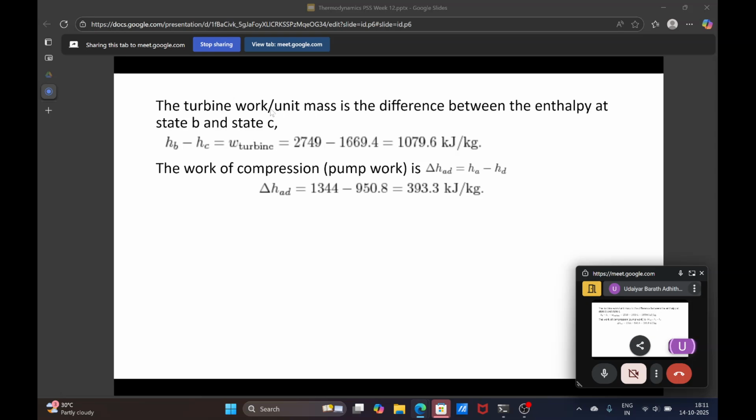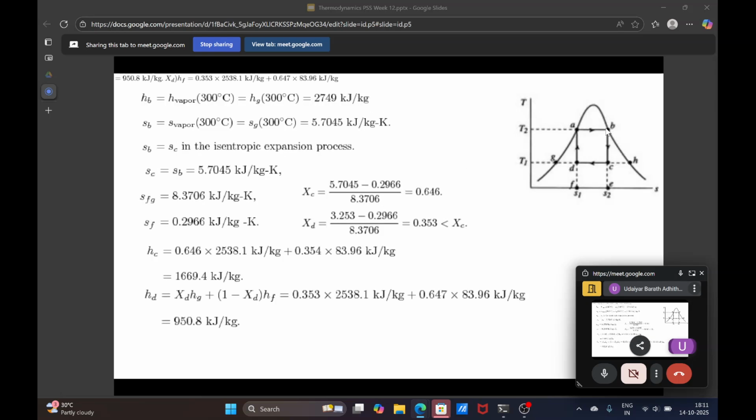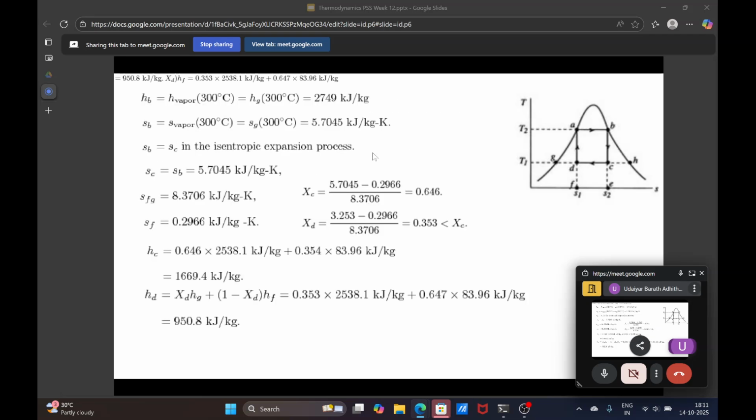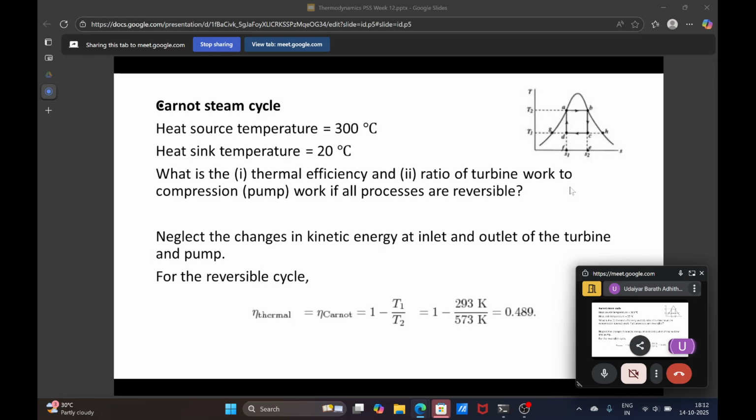The turbine work per unit mass is the difference between enthalpy at state B and C, the expansion process during B and C. The work done in the turbine per unit mass comes out to be the change in enthalpy. So that gives you 1679.6 kilojoule per kg. This is the work generated in the turbine for the isentropic expansion case. If you apply the steady flow energy equation, that's what you get.